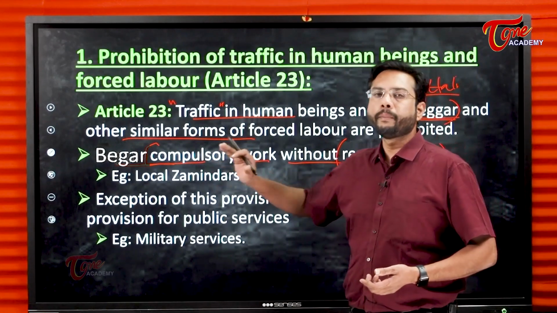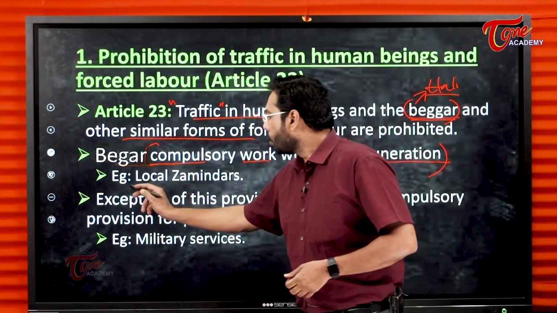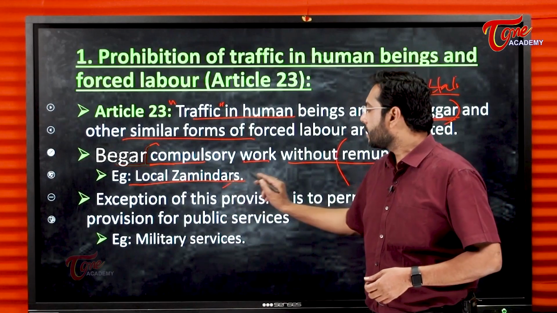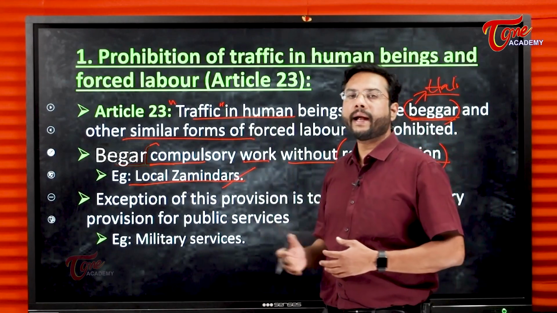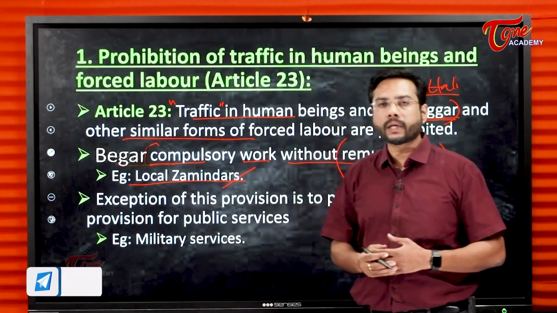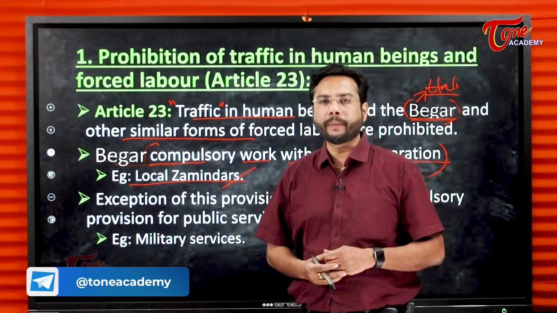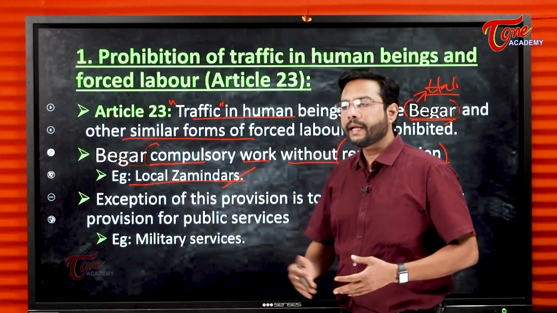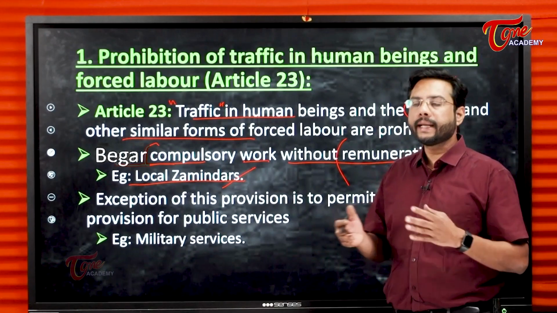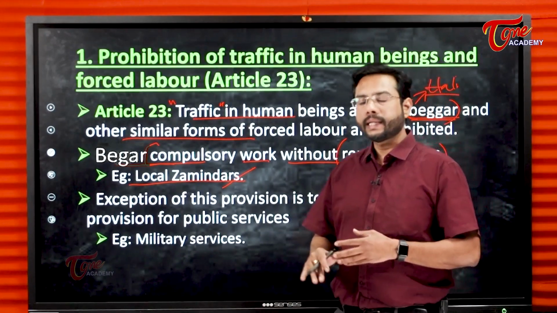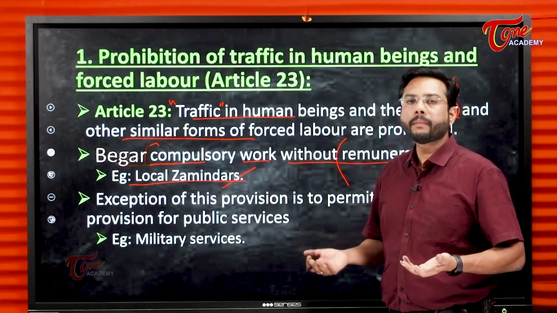A person is made to work forcefully. Example, as I said, local zamindars. Zamindars are landlords, obviously. They had hundreds of acres of land and they need more people to work in their fields. So from where they would get such people? In a village, they will forcefully make those people come and work, because those villagers are poor people. They may not have that sort of land, and as they are poor people, they need money for survival.